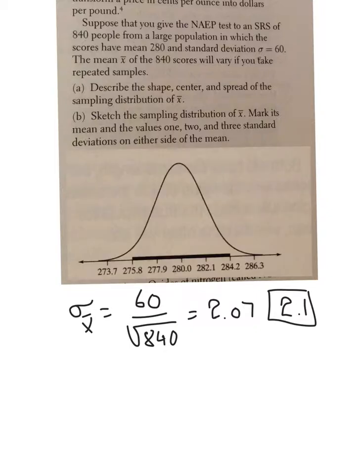So letter B says, sketch the sampling distribution of our sample mean. Mark its mean and values of 1, 2, and 3 standard deviations on either side of the mean. So here it is. This is what we're going to assume the middle is, and 2.1, 2.1, 2.1. 3 of them on either side. Okay, so there's that.